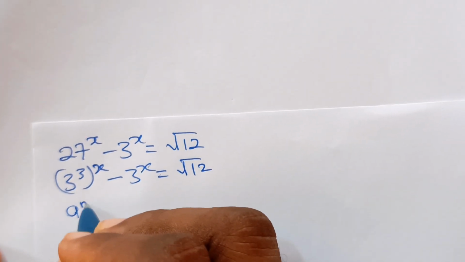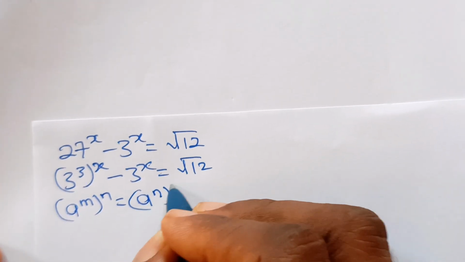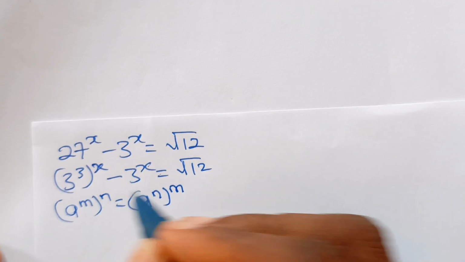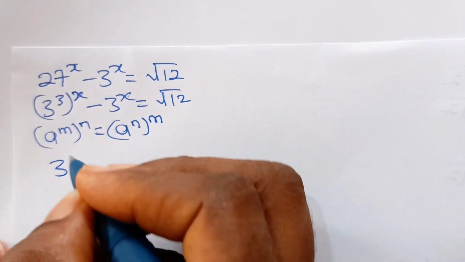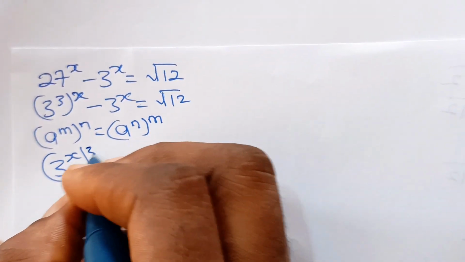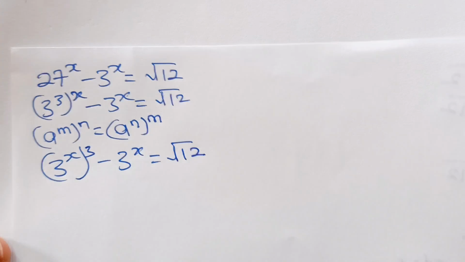Now, when you have a to the power of m, raised to the power of n, it is also equal to a to the power of n, raised to the power of m. That means you can interchange the position. Therefore, we can write this as 3 to the power of x, raised to the power of 3, minus 3 to the power of x, is equal to the square root of 12.